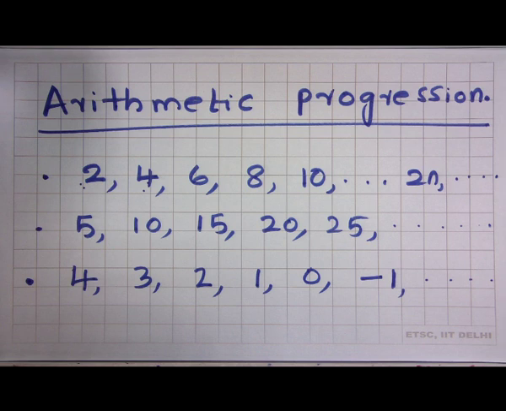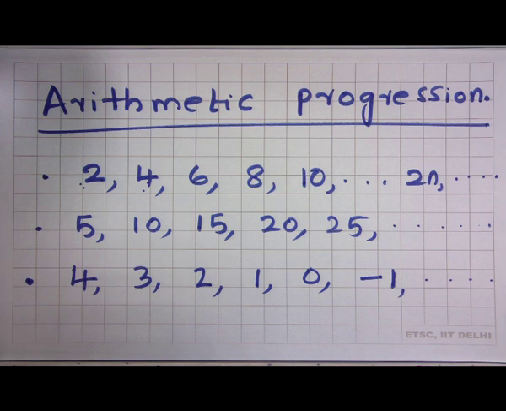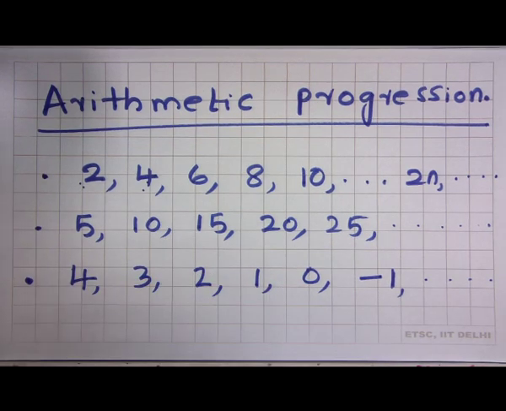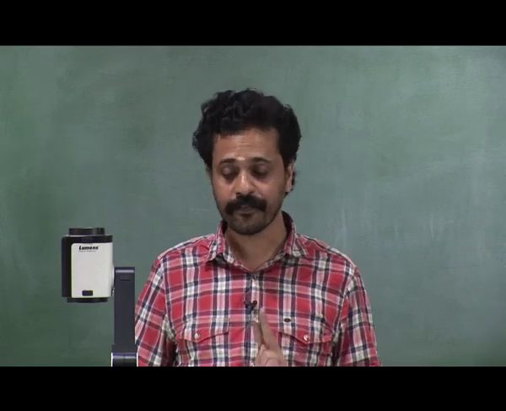Same is the case with the third example, where the difference between the second term and the first term, namely 3 minus 4, is -1. The difference between the third term and the second term, namely 2 minus 3, is -1, and so on. In these types of sequences, the difference between two consecutive terms remains the same. Such a sequence is called an arithmetic sequence or arithmetic progression.